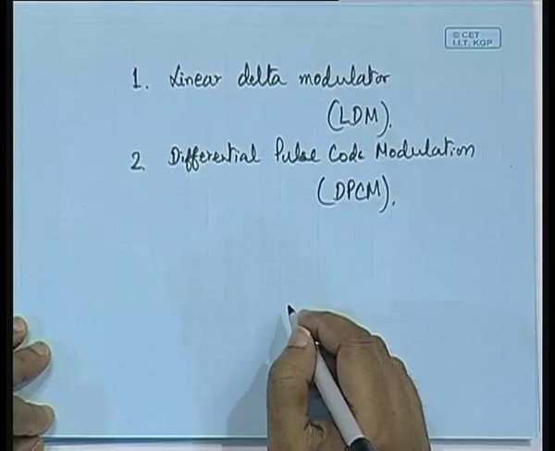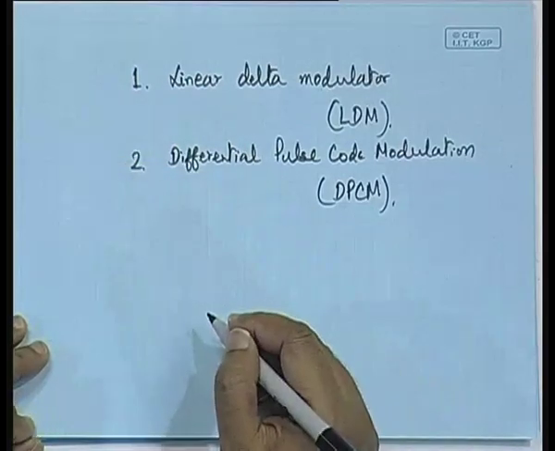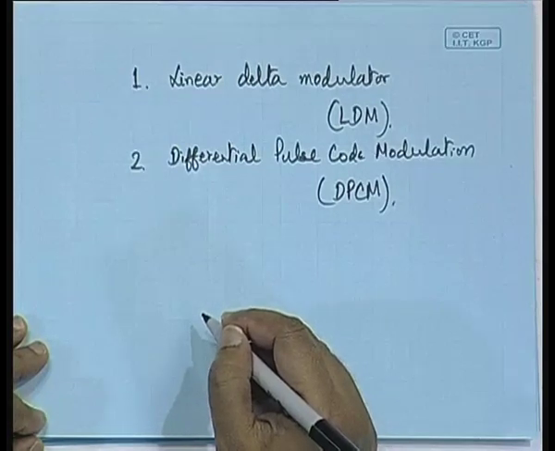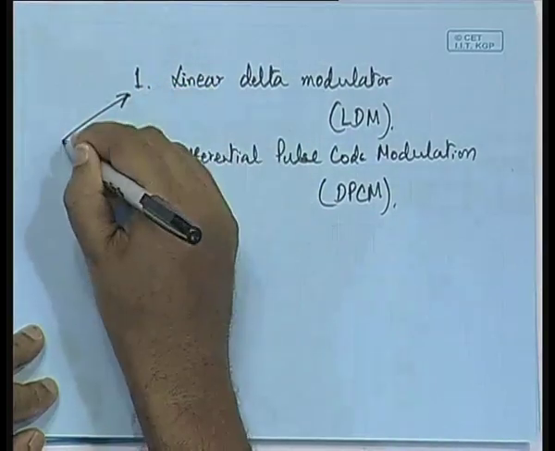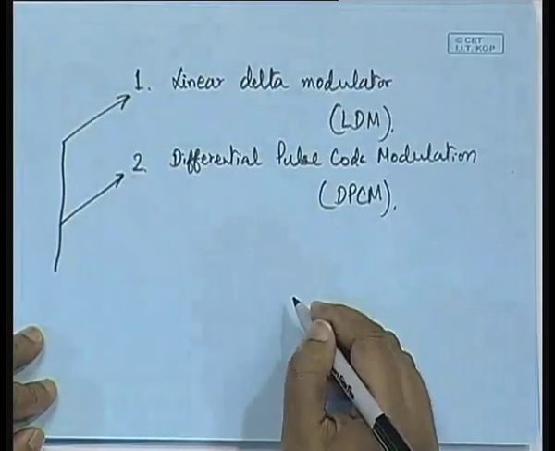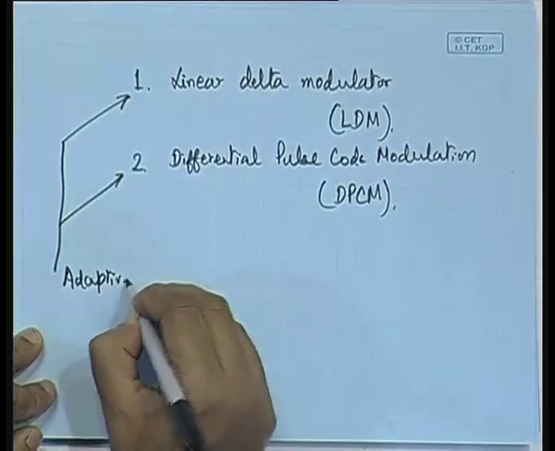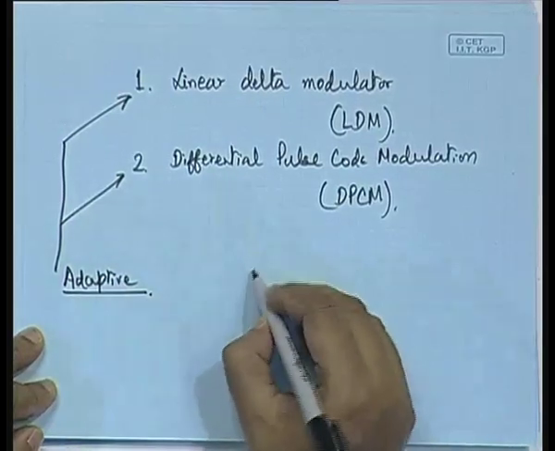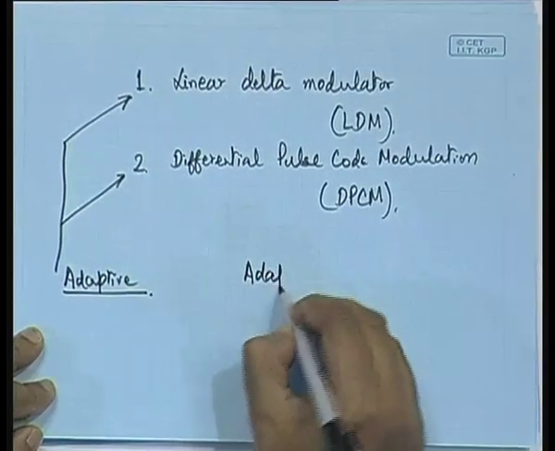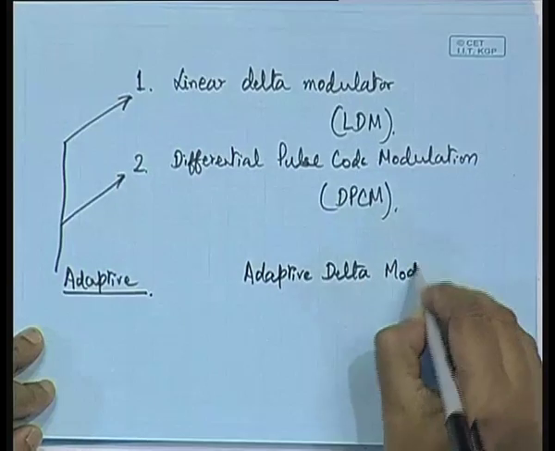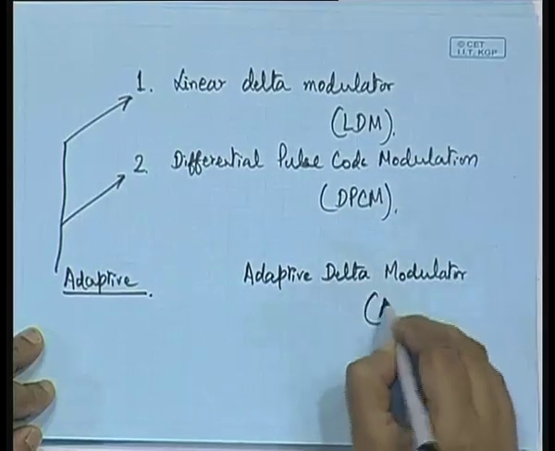And in fact, just like the way we had seen that a fixed predictor is not going to be optimal, so what is the solution? Even in the differential quantization, we have to try our adaptive concepts. So, both LDM and DPCM should be made adaptive, and that is what we are going to study, how to realize what is called the adaptive delta modulator. Adaptive delta modulator, in short form, is going to be called the ADM.